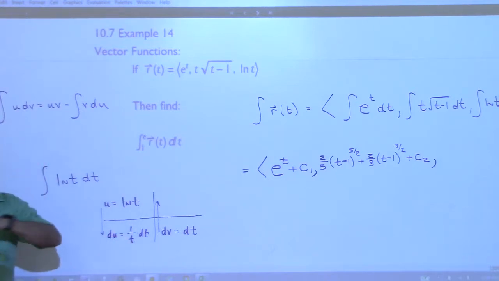And if you have your own way, that's great. Yes? Whenever you're doing that, I'm sure you've seen the rule like LIATE, but there are exceptions to that rule. That's why I don't teach that rule. I don't like exceptions. Oh, so on this, you can just pick whichever ones you want to be u and dv.